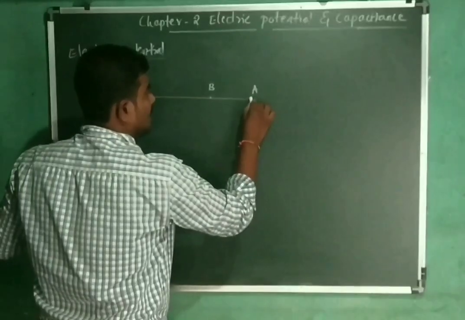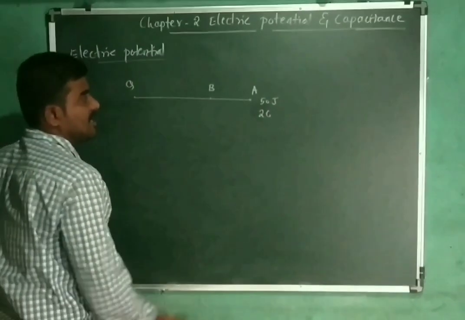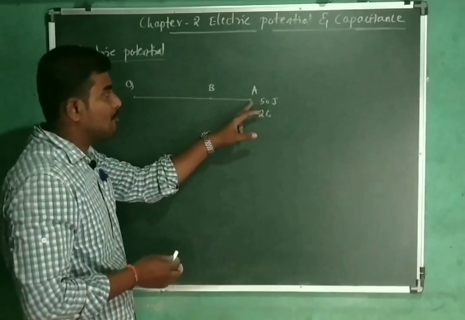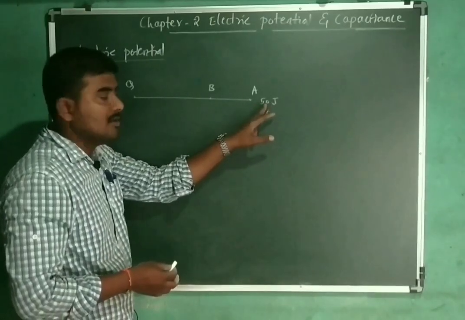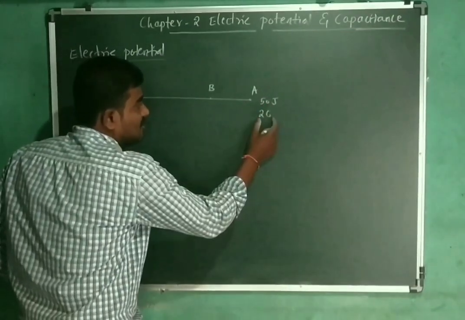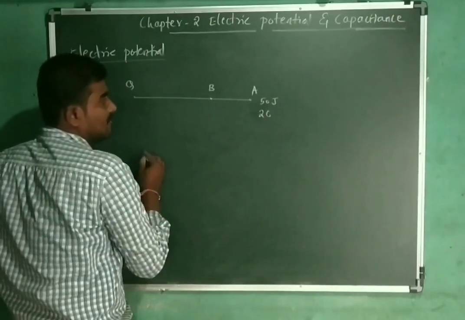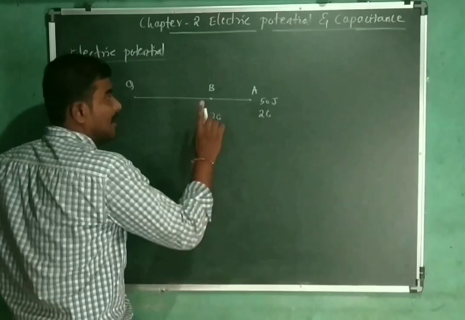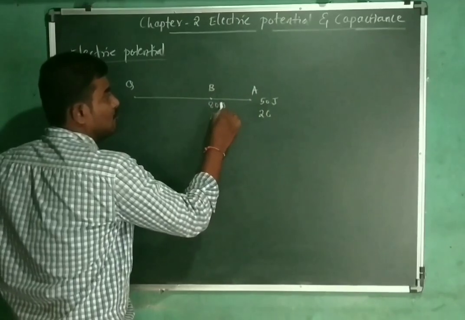This 2 coulomb charge at A location is having 50 joule of energy. How much energy is it having? 50 joule of energy. From somewhere I have taken this charge and placed it at location A. Potential energy 50 joule. What I do is I take this 2 coulomb charge and make a displacement and bring it to B location. Same 2 coulomb charge I have taken from A to B, but now its potential energy is increased. Now it has become 80 joule.